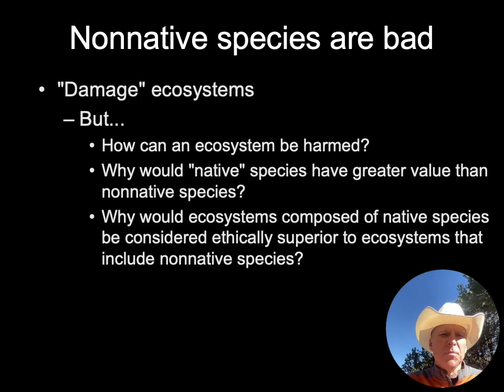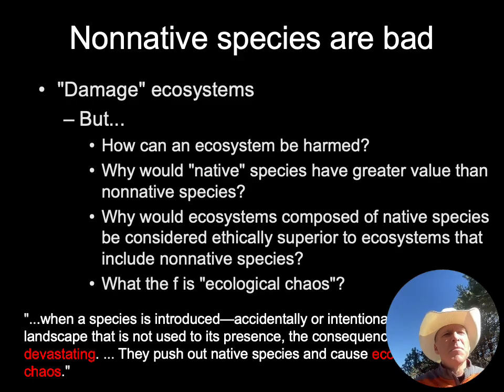A lot of it comes down to us thinking about native species and non-native species according to different levels of value. And why is it that the native species are the ones that have the value here? And why would an ecosystem that just has native species in it be somehow ethically superior to an ecosystem that includes non-native species?